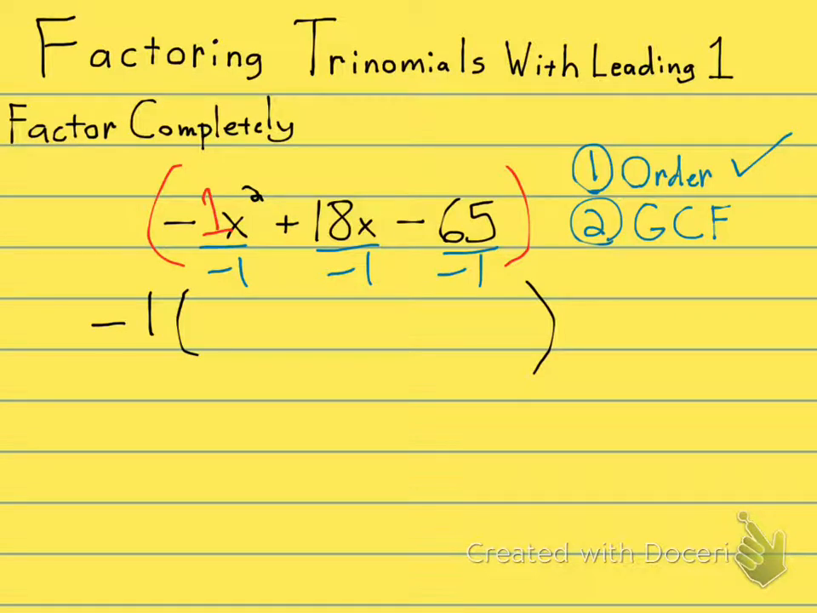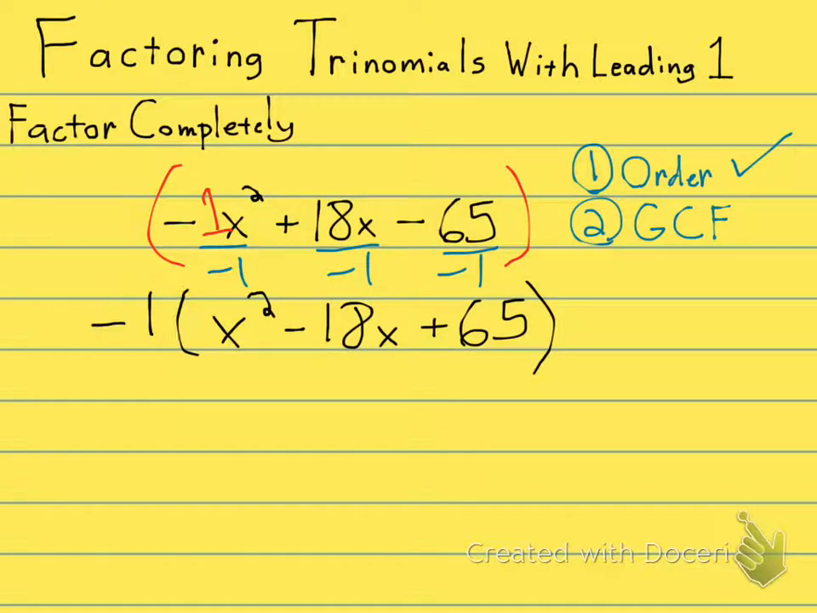Really, the only thing that's going to happen is all of my signs are going to change. So negative 1x squared divided by negative 1 is going to give me a positive x squared, right? Plus 18x divided by negative 1 is going to give me minus 18x. And minus 65 divided by minus 1 is going to be a plus 65. So now I have my negative 1 out in front, and it's going to stay out there.